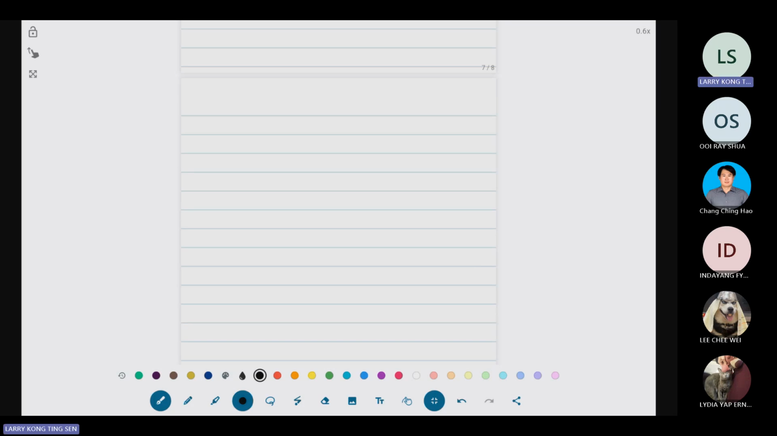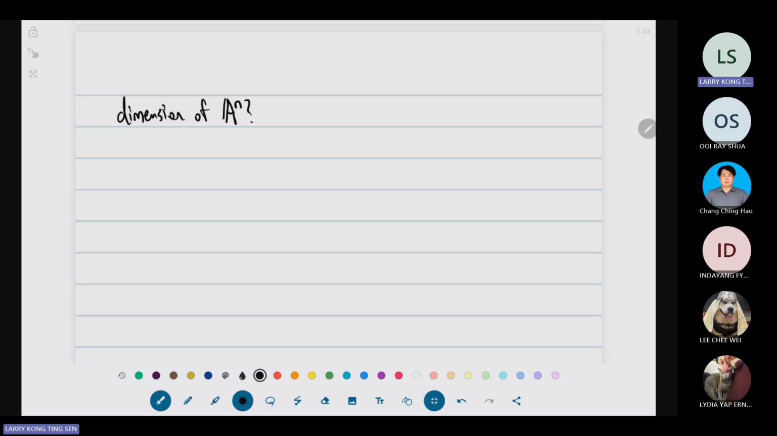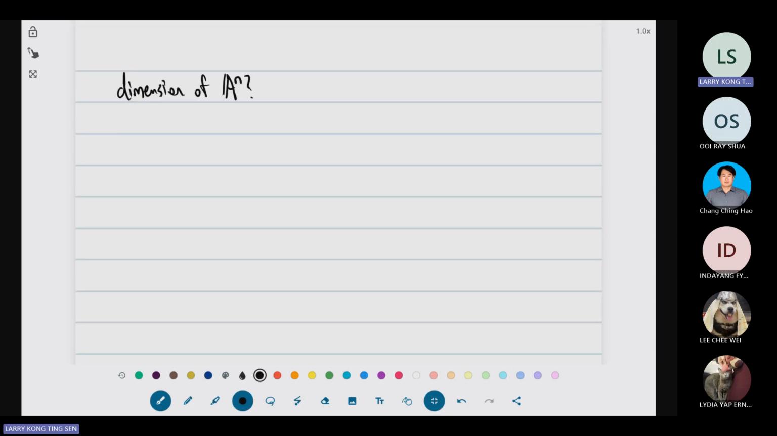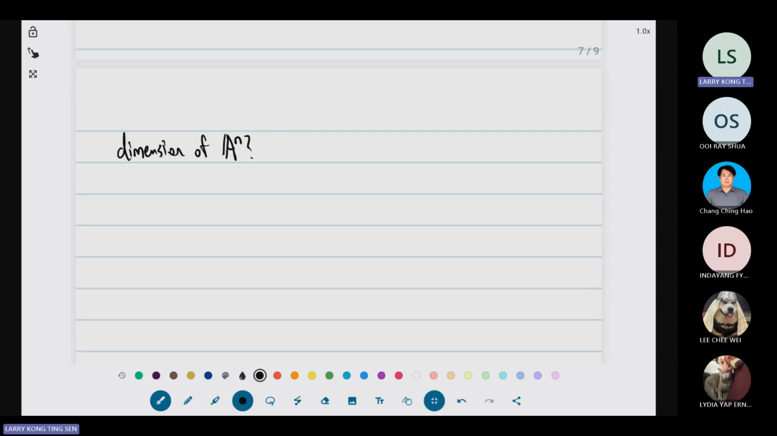Right. Now that we have the concept of a dimension, there are two things we are interested in today. The first is: what is the dimension of affine n-space? Any good guesses? That is the most straightforward guess, and you are correct.